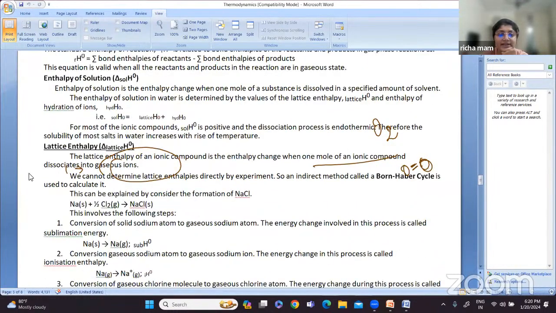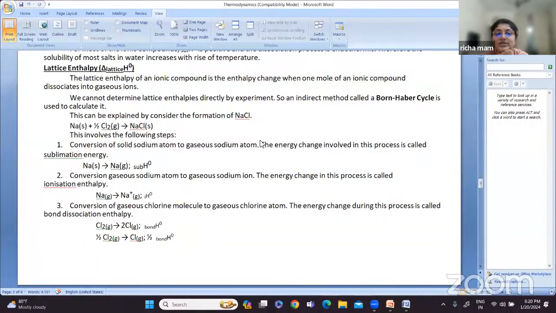Next is lattice enthalpy. Very important, lattice enthalpy. Lattice enthalpy involves ionic compounds, when 1 mole of an ionic compound dissociates into gaseous ions. We determine this lattice enthalpy using what is called the Born-Haber process. According to the Born-Haber process, lattice enthalpy can be explained.